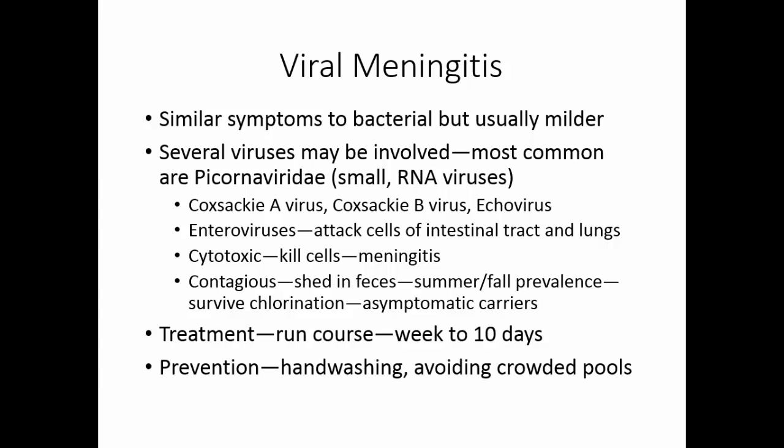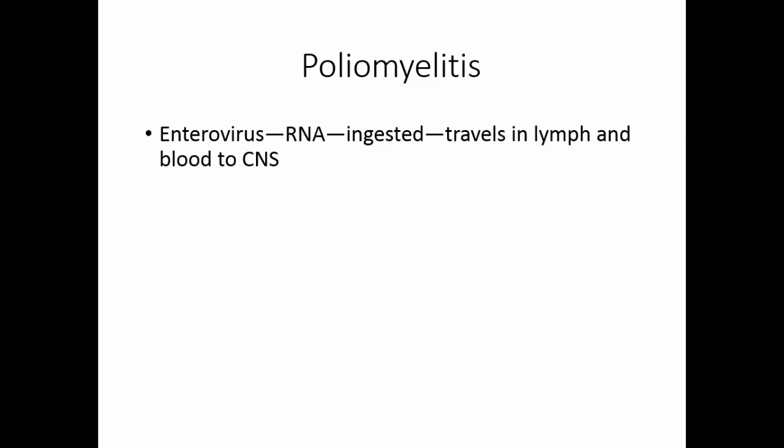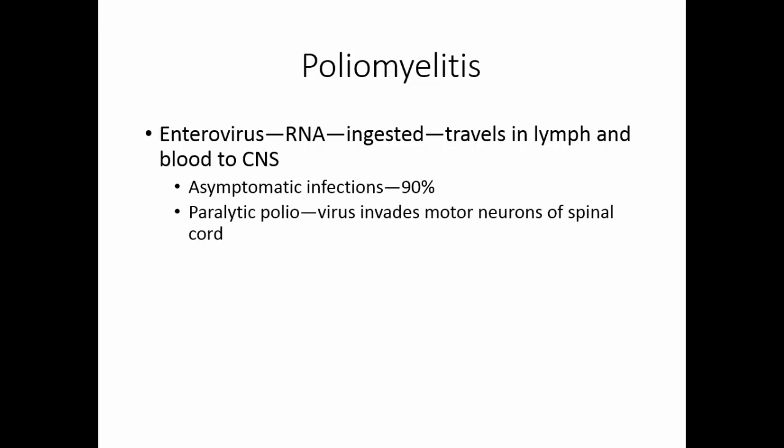Prevention is good hand washing, since this is transmitted through the oral fecal route, and avoiding crowded pools in the summertime. Poliomyelitis is also an enterovirus that's an RNA virus. This is acquired by ingesting the virus. It travels in the lymph and the blood to the central nervous system. About 90% of polio cases are asymptomatic infections. That is, there is no obvious paralysis.